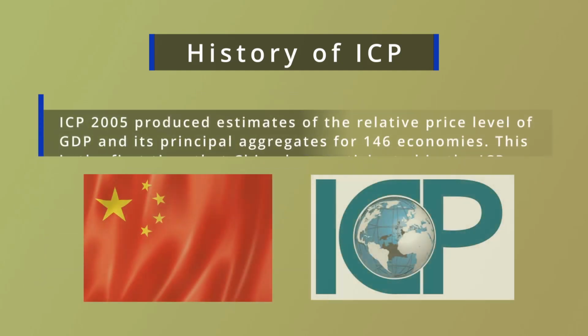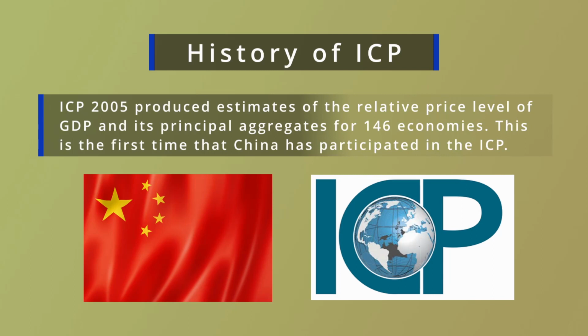And ICP 2005 is very effective because it produced the estimates of the relative price level of GDP and its different aggregates for 146 economies, and this was the first time that China participated in the ICP.